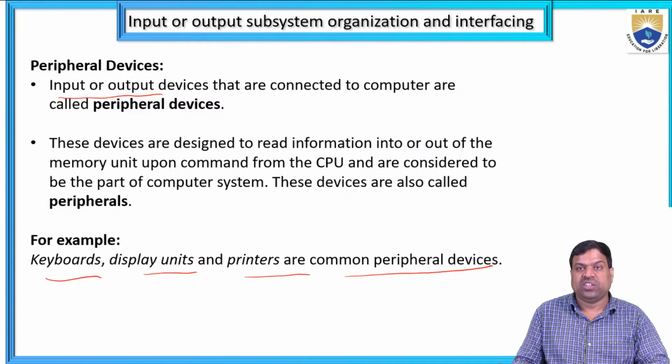These devices are designed to read information into or out from the memory unit upon command of the CPU and are considered to be part of the computer system. These devices are also called peripherals. Examples: keyboard, display unit, printer, mouse, or speakers. These are the peripheral devices.